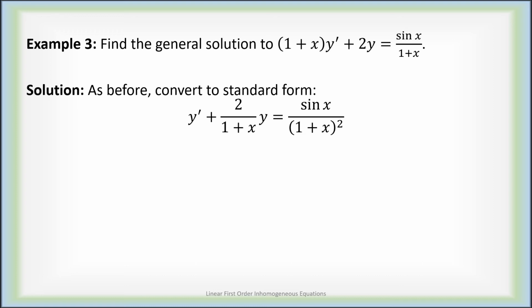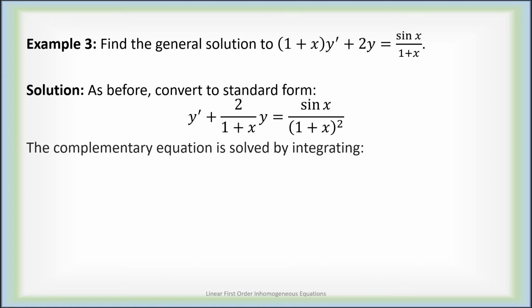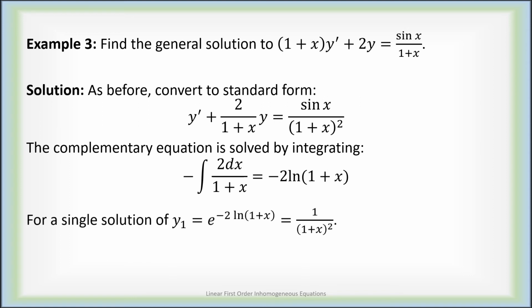Now that forcing function of sine x over (1 plus x) squared looks pretty awful. Thankfully, we start solving by throwing it away and solving the complementary equation anyway. And as we've gotten used to by now, solving the complementary equation involves integrating that coefficient 2 over 1 plus x with a minus sign out in front. Okay, so we have negative 2 times the log of 1 plus x. And we have to exponentiate that to get our single solution to the homogeneous equation. So y1 works out to be 1 over (1 plus x) squared. Again, a combination of exponentials and logs simplifies things nicely.